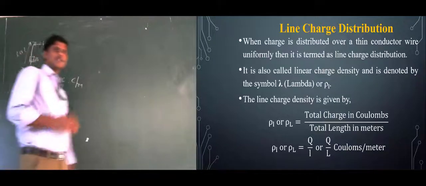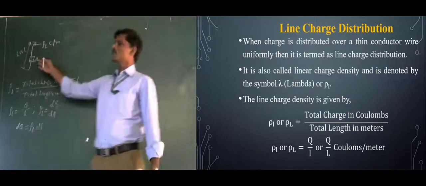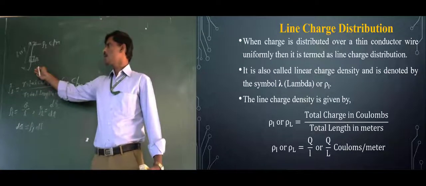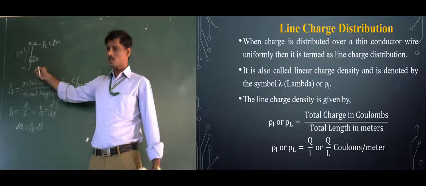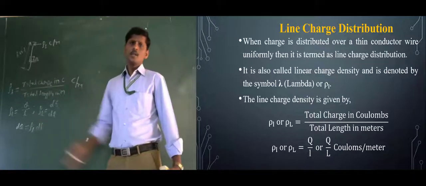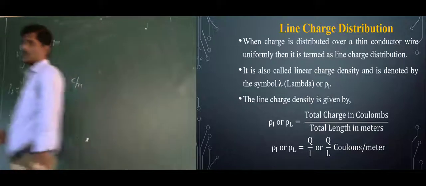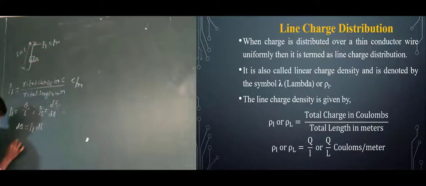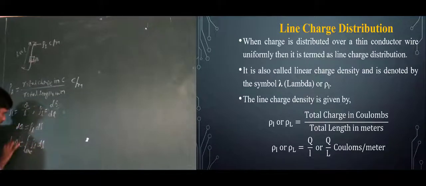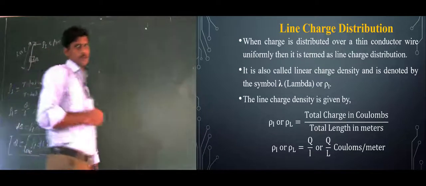Next, find the total charge due to the charge distribution. How do we calculate the total charge due to line charge distribution? Integrating this equation on both sides, the integral of dq is Q, which is equal to the line integral of rho L into dl. So this is the equation of total charge due to line charge distribution.